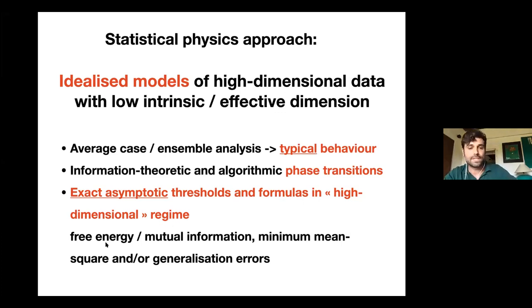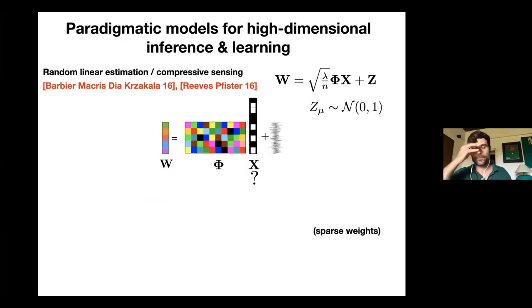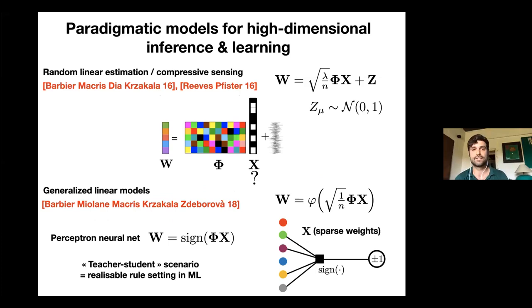And the type of quantities that we can access are free energies or mutual information. So this is the same thing. Minimum mean square error, generalization errors, and so on. Okay, so the paradigmatic models that we have been considering are the following. These are probably the most studied nowadays high-dimensional inference problems. They play the role of the Ising model in physics, if you want.